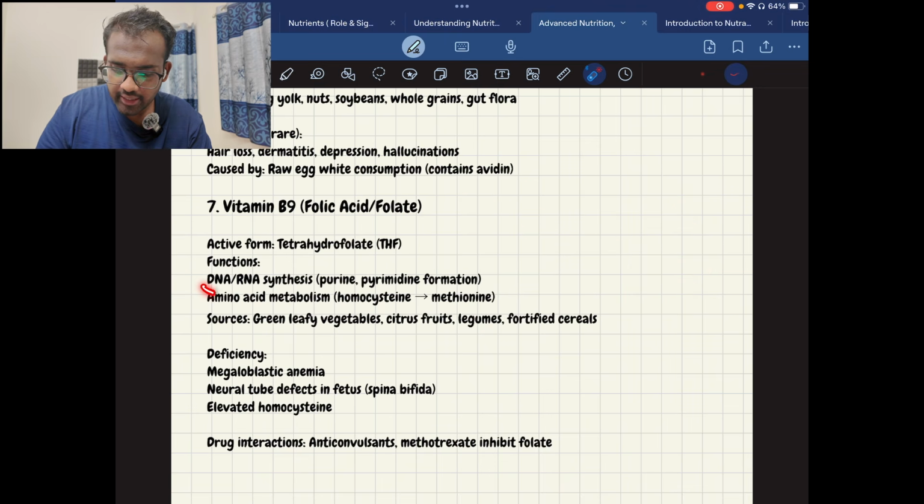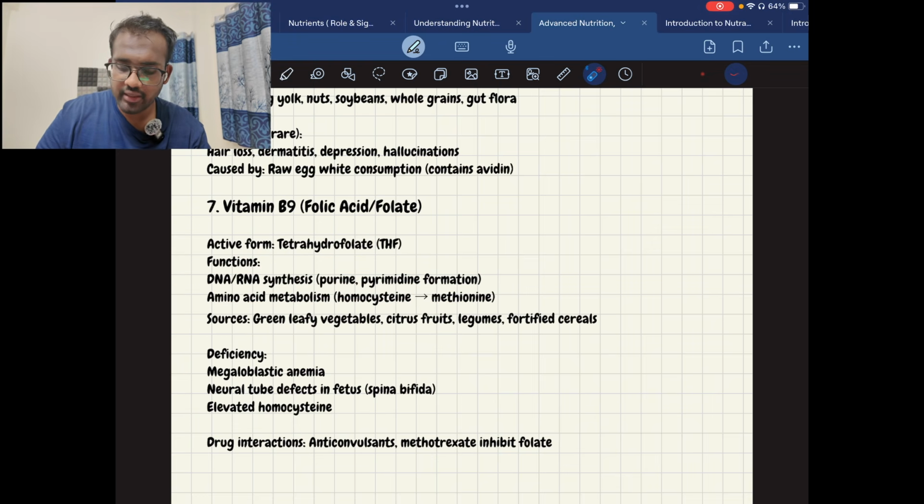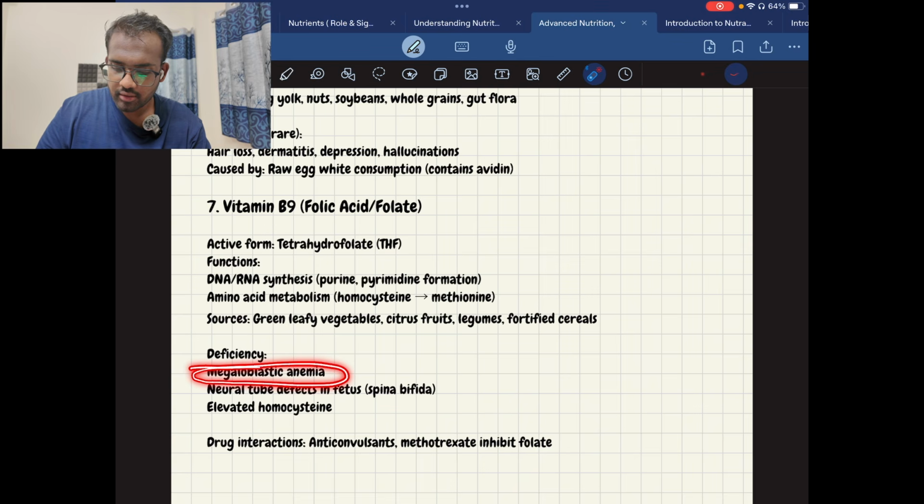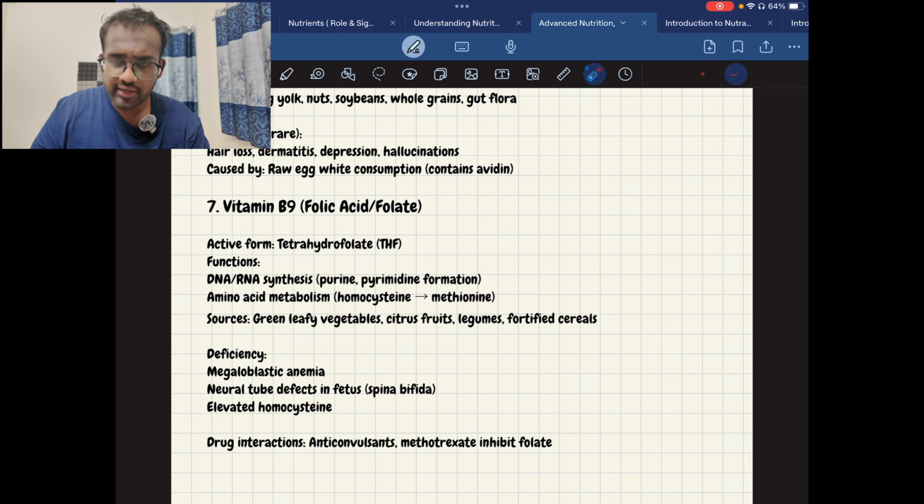It helps in RNA synthesis and DNA synthesis. It's very, very important for you guys. Always remember, if there is a deficiency of B9, it is called megaloblastic anemia. So I have mentioned here neural tube defects in the fetus, spina bifida. I have clearly mentioned it here. Just go through it. It's very, very important.